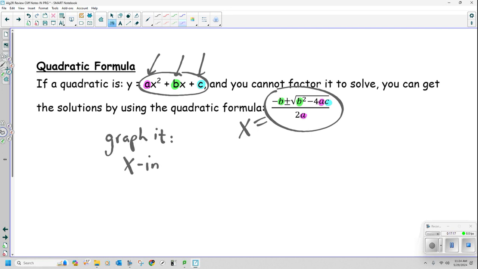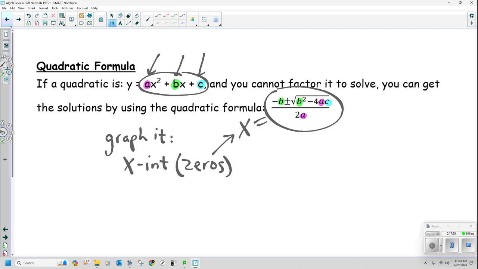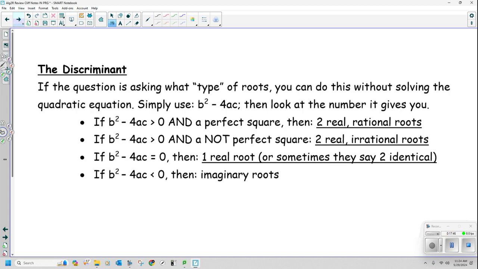And the x-intercepts, which we call the zeros, are also the solutions, are also what your x equals. The discriminant, FYI, when we talk about the quadratic formula, notice the part that's underneath the square root here. This is the part, b squared minus 4ac. That part without the square root, that's what we lovingly call the discriminant.